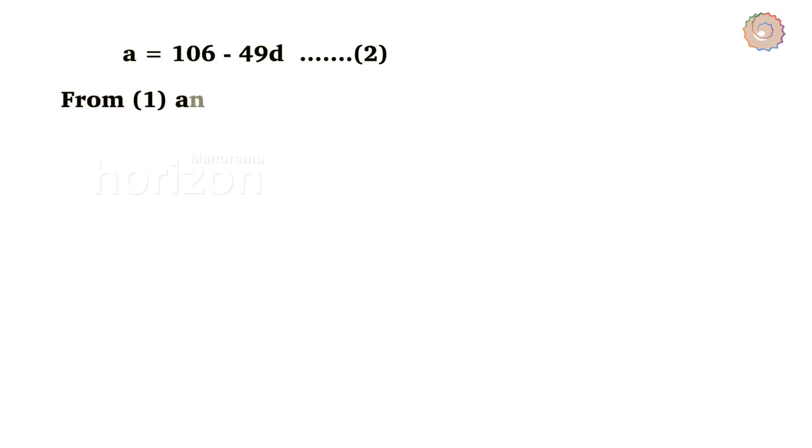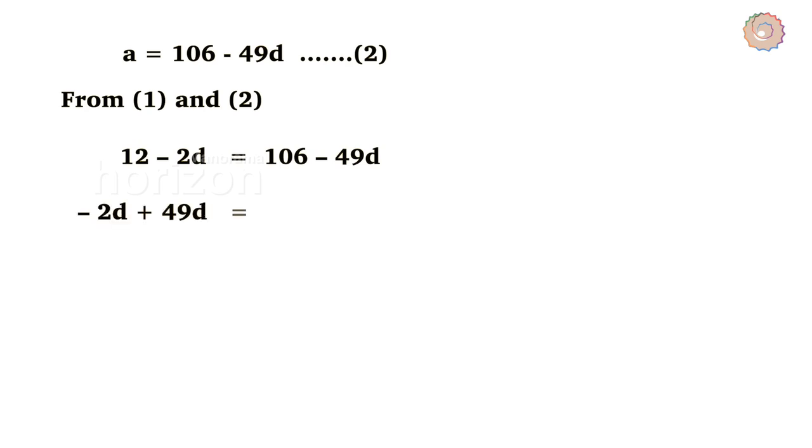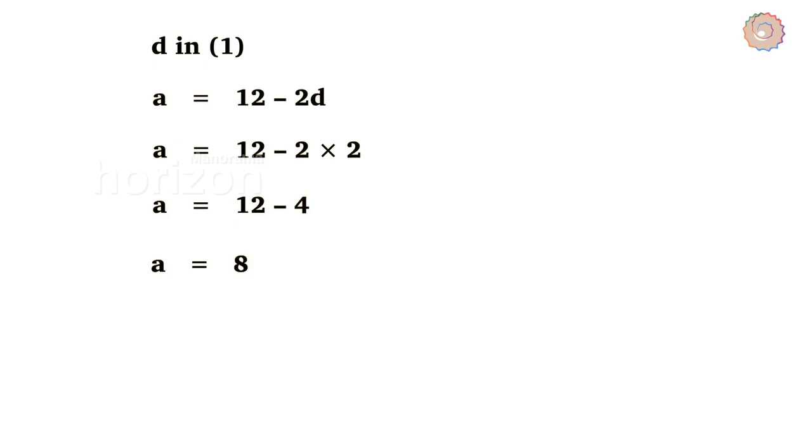Now from equation number 1 and equation number 2, we get 12 minus 2d is equal to 106 minus 49d, or bringing the like terms together, minus 2d plus 49d is equal to 106 minus 12. So on solving, we get 47d is equal to 94, or d is equal to 94 by 47, which is equal to 2. Now put this value of d in equation number 1. We get a is equal to 12 minus 2d, that is equal to 12 minus 2 into 2, which is equal to 12 minus 4, and we get a as 8.